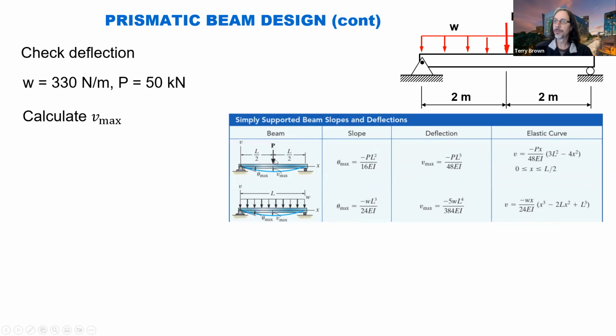So we've got load at the center. So maximum deflection from that point load is PL cubed upon 48 EI. And from the distributed load, it's 5 WL to the fourth on 384 EI. So we can add those together from superposition. Right, total length is 4. Young's modulus of steel is 200 gigapascals. Moment of inertia we need from our table.